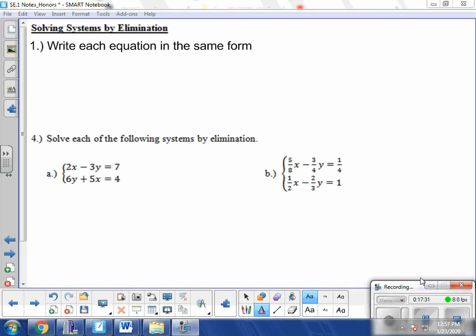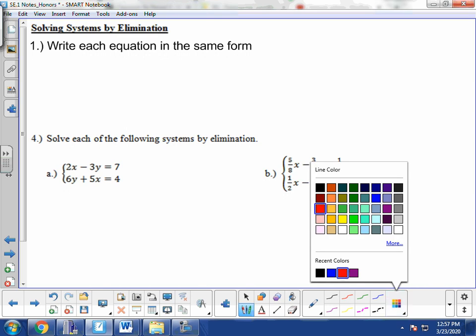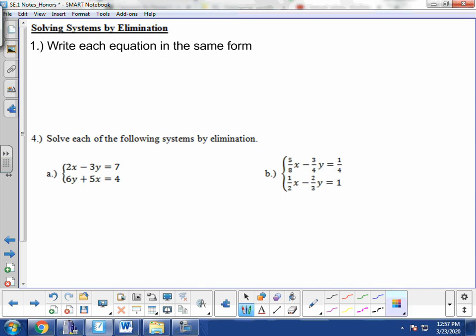The first thing that we want to do in the elimination method is to write each equation in the same form. So notice if we take a look at 4a, we have the same variables. It's relatively the same type of equation, but the order is not the same. So we're actually going to rewrite it so that it's in the same order. So I'm going to go ahead and write this as 2x minus 3y equal to 7, and 5x plus 6y equal to 4.